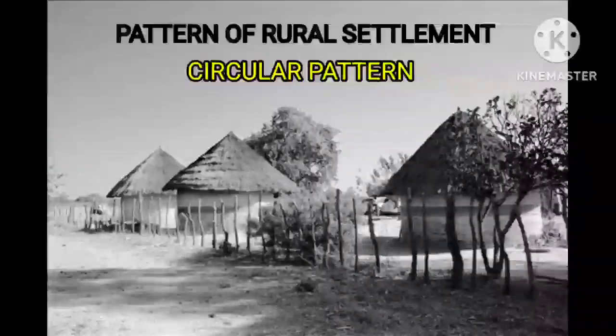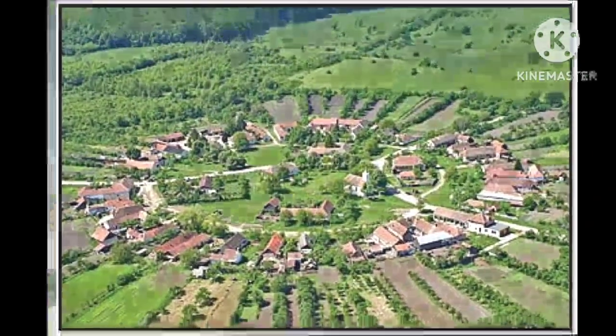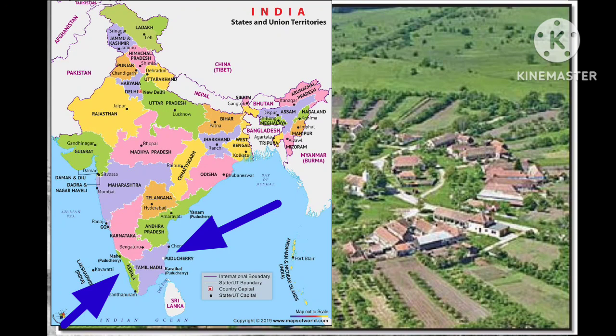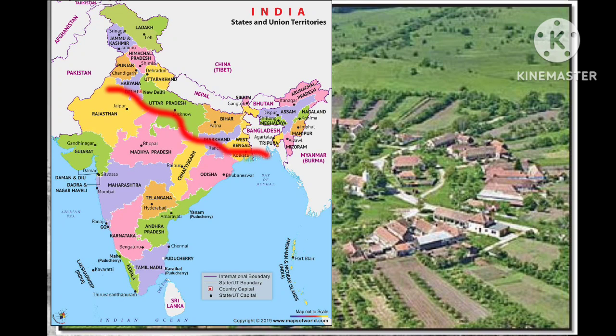Next, we have the circular pattern of settlement. It is a variant of the rectangular pattern. Generally, social security and defense play an important role in the development of the circular pattern, so people want to stay at the center. Fishermen and salt producer communities settle along the sea coast and the salt lakes, developing a circular pattern of settlement. Especially the Ganga Yamuna Doab again, and Rohilkhand. These are the two places where the circular pattern of settlement is found.